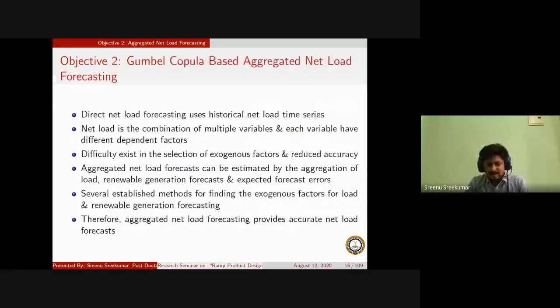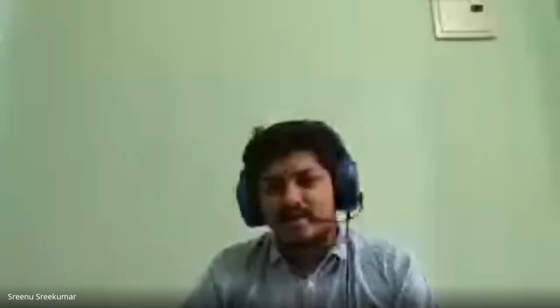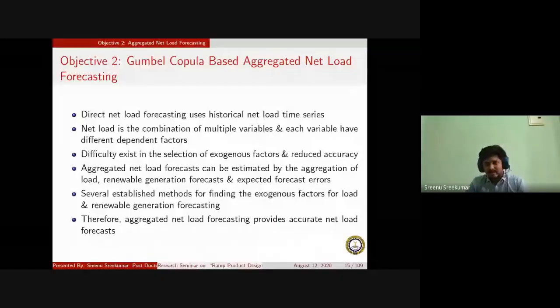Here, aggregated net load forecasting. In objective 1, we have done direct net load forecasting. There we used the historical net load time series to obtain the net load forecast. Actually, net load is a combination of multiple uncertain variables like load, wind, and solar generation, and each variable has different dependent factors. So exogenous factor selection for forecasting is very difficult there.